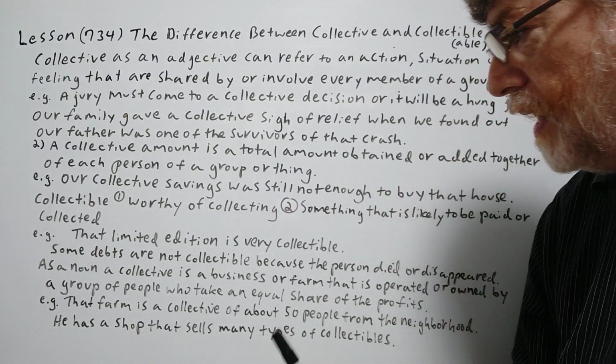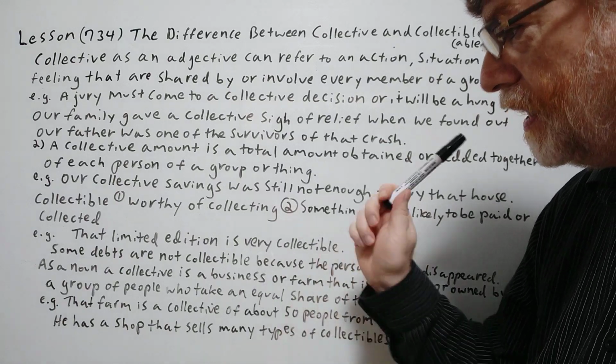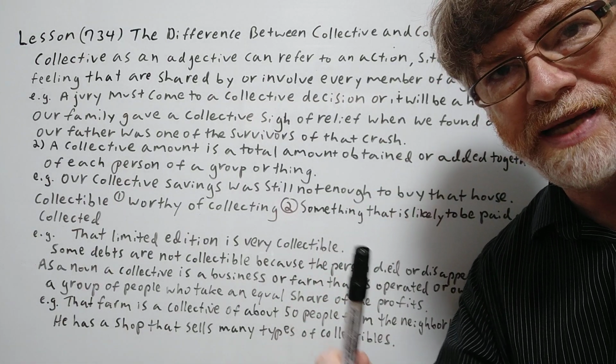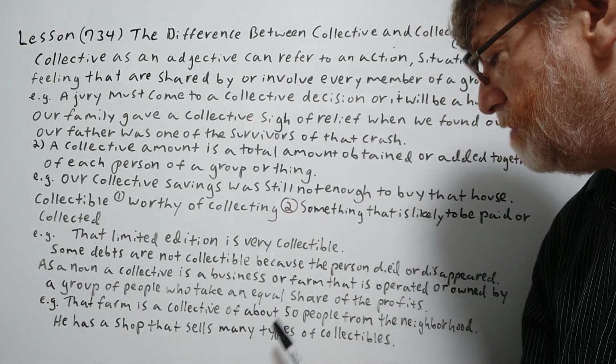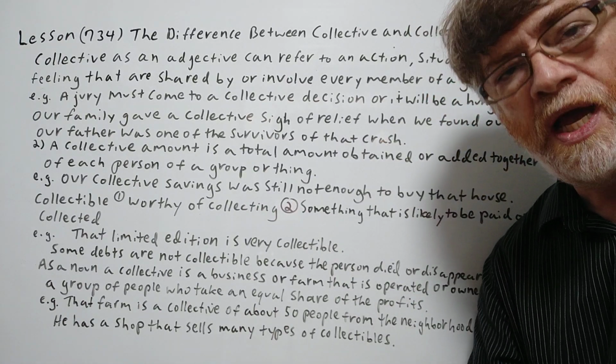Okay, good. And our last one is a collectible as a noun, which basically has the same meaning, something that is worthy of collecting. He has a shop that sells many types of collectibles.